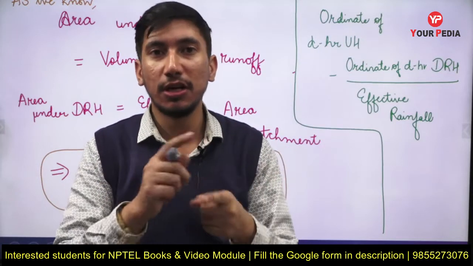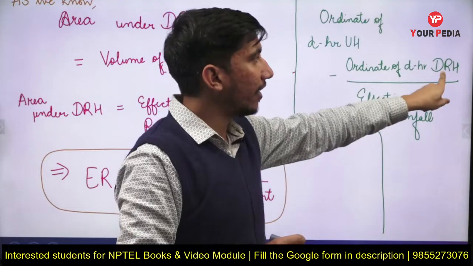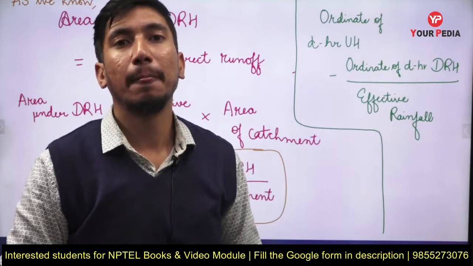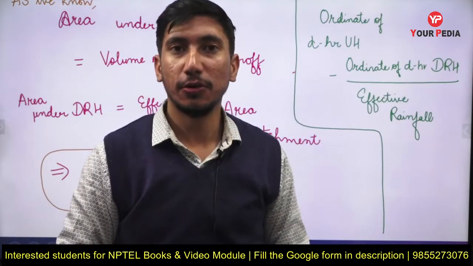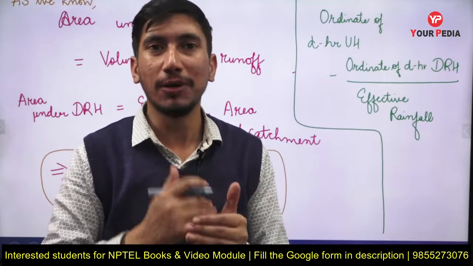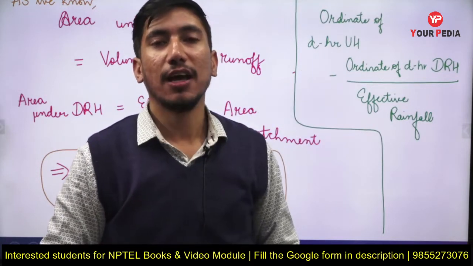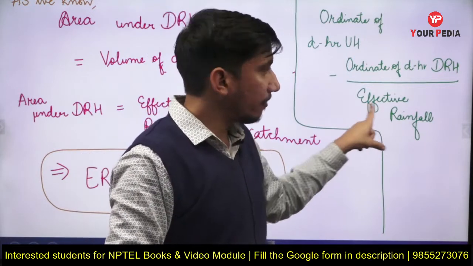So in order to convert these ordinates into one another, we have to divide the ordinates of the direct runoff hydrograph by the value of effective rainfall, which results in this particular DRH. So this is the formula that we have to use in order to derive the ordinates of our unit hydrograph. Now for this we need the amount of effective rainfall.